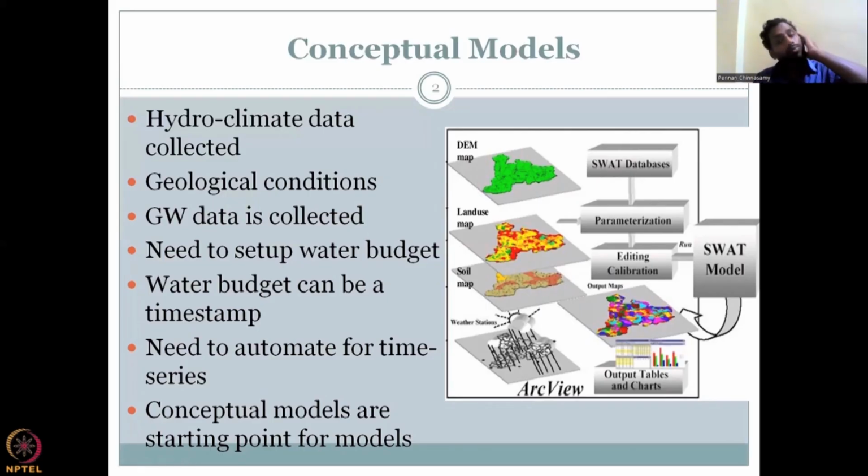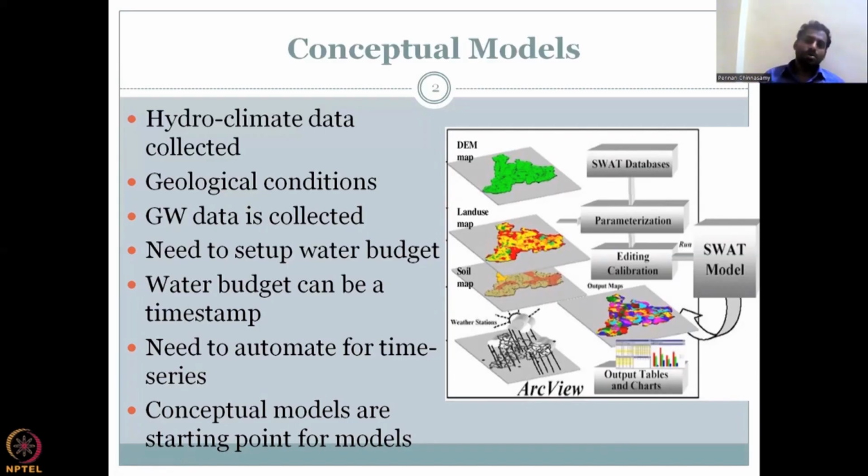SWAT is a hierarchical model for surface water, but I'm just using this diagram here because it gives a clear picture: you collect all this data together, pile it up, and then give it to a SWAT database. So for you, it will be a groundwater database. And then some parameterization happens, some calibration happens. You tweak the parameters: the hydraulic conductivity, the permeability, the thickness of the aquifer, all these parameters you tweak. And then finally you calibrate the model and validate the model. You'll get outputs as a layer or output tables and charts.